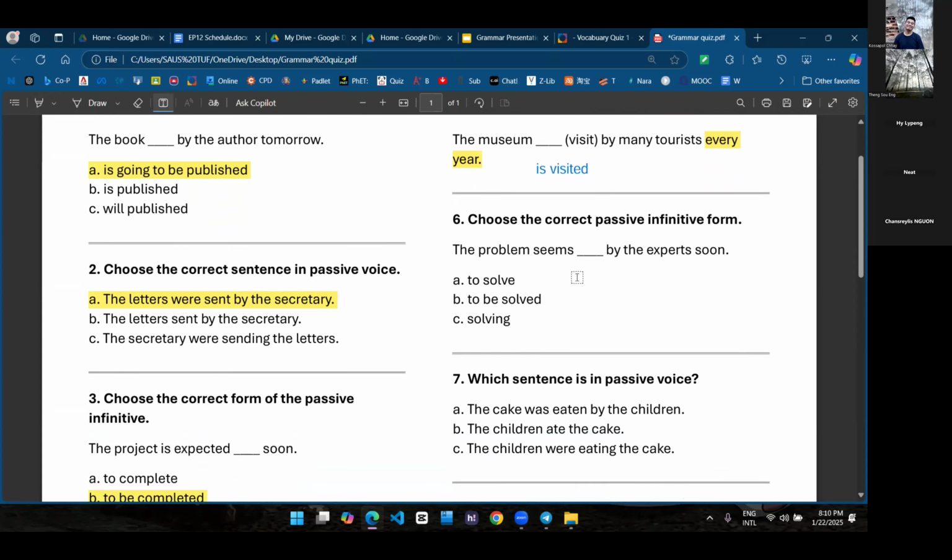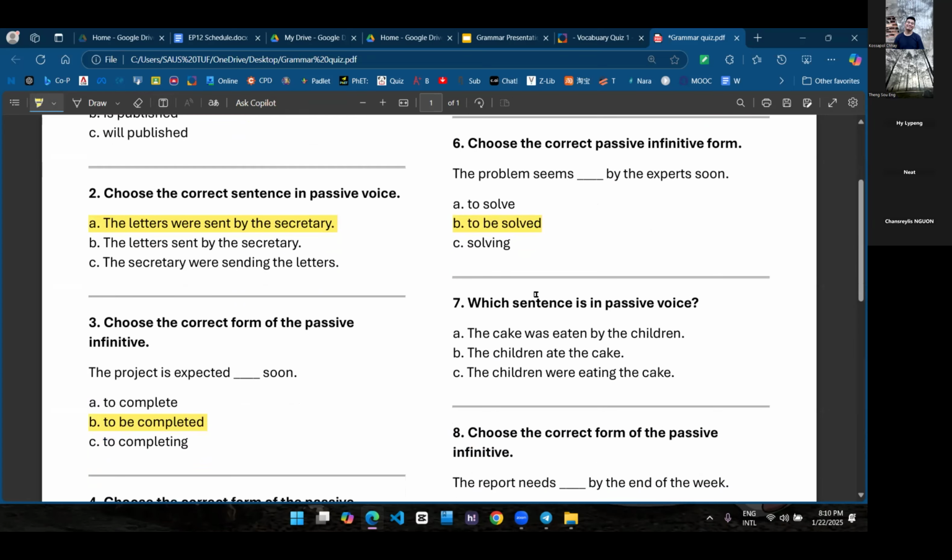Choose the correct passive infinitive form. So for passive infinitive form, we use seem to be. Seem to be solved. So you need a to plus infinitive. So to be with past participle.